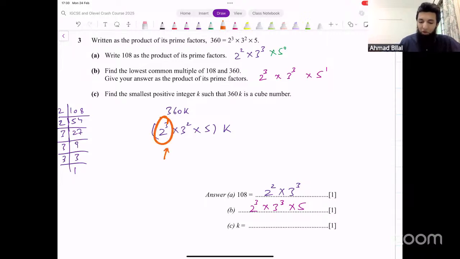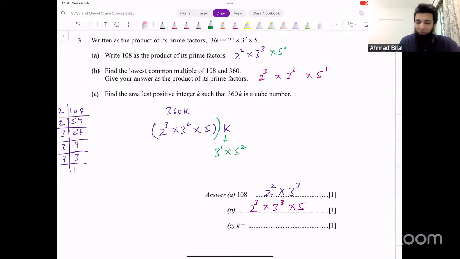Now this is 2 cube already, that's already a cube. This is 3 squared. If we want to make it 3 cube, what do we have to do for that? We have to increase this power by 1. So that means k is going to have 3 power 1. Okay, so that 3 power 1 into 3 power 2, this becomes 3 cube. Okay. And then we have 5. That's 5 power 1. If you want to make it 5 cube, we can multiply it by 5 squared. So that 5 squared times 5, that would give us 5 cube. And then that whole thing will become a cube number.